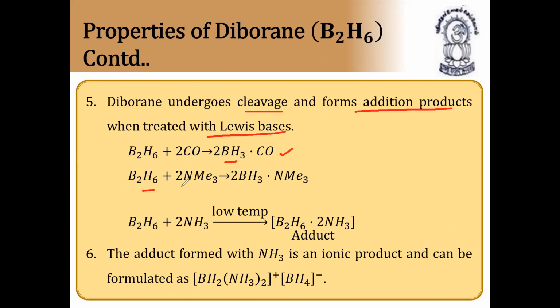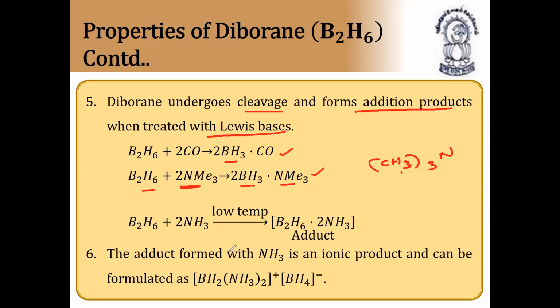B2H6 combines with trimethylamine, that is CH3 taken thrice N. This Me3 is nothing but CH3 taken thrice, and it forms 2BH3.NMe3. So this is the trimethylamine addition product. Next, diborane combines with ammonia. The reaction of diborane with ammonia is very important.